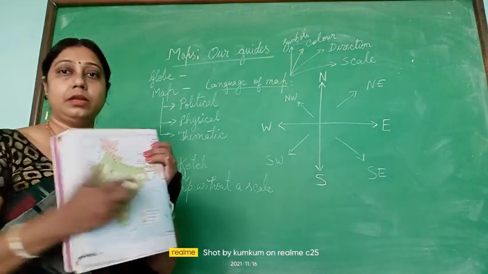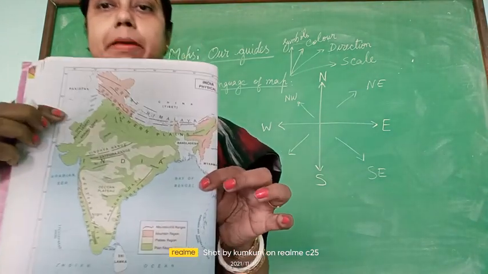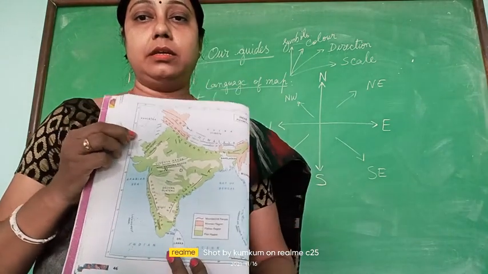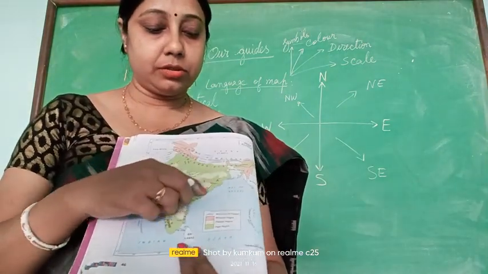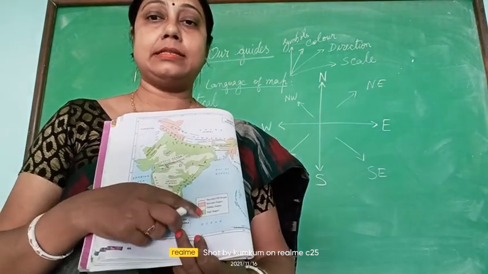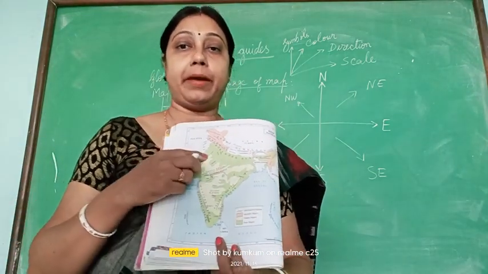Now, this is the physical map. A physical map looks like this. See, the green portions, these are the languages, these are the symbols or signs given to understand the map.